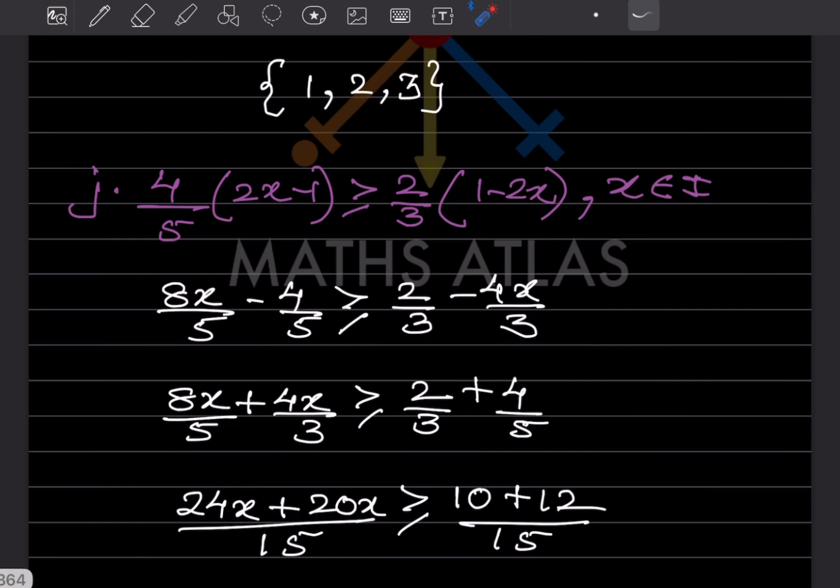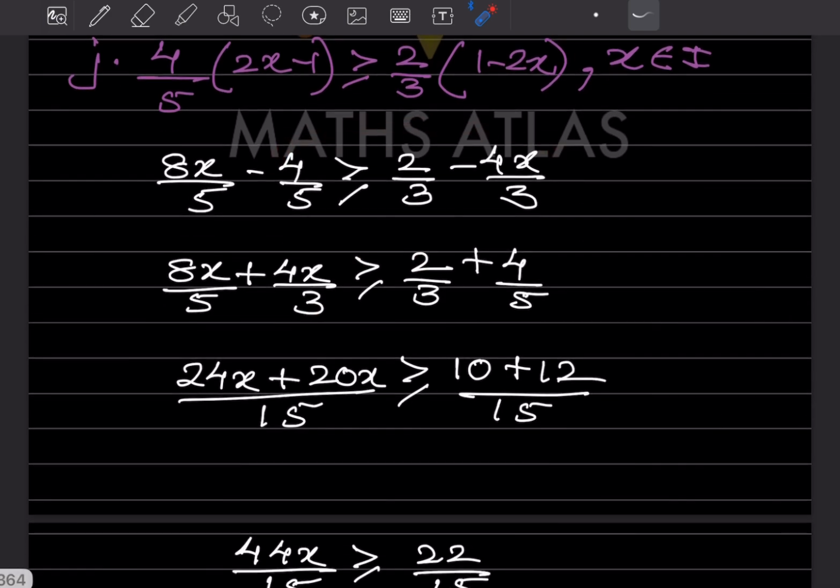Now let us see this part, all the integers, meaning all the negative and the positive ones. When you multiply this into this, that is going to be 8x by 5. This into this will be 4 by 5. This will be minus 4 by 5. Again, this into this means 2 by 3. And when you multiply this into this, that is going to be minus 4x by 3. This is the same. This will go on the other side. Minus 4x by 3 is going to be plus 4x by 3. Minus 4 by 5 is going to be plus 4 by 5.